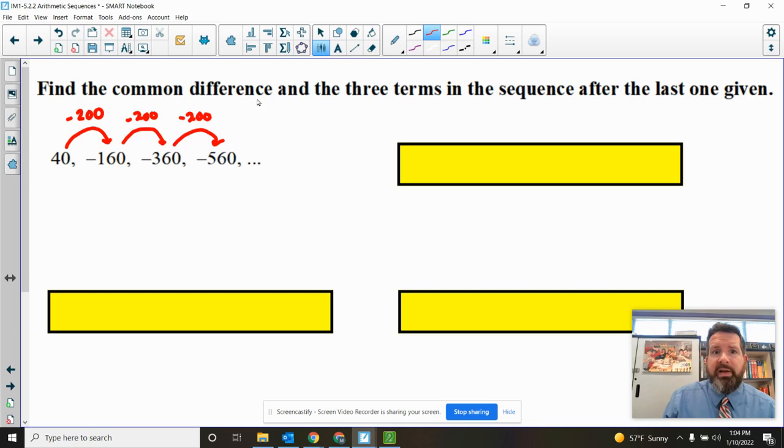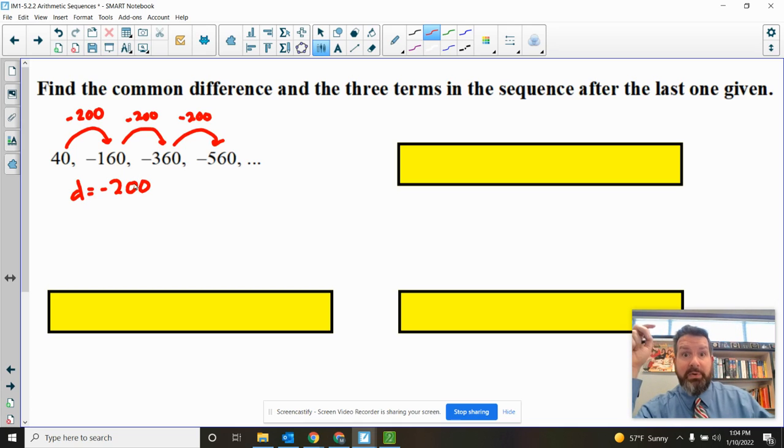So the first part, find the common difference. We use the letter D for that. The common difference is negative 200. So anytime your sequence decreases, that D will be negative. Anytime your sequence increases, that D will be positive. All right, and then find the next three terms.